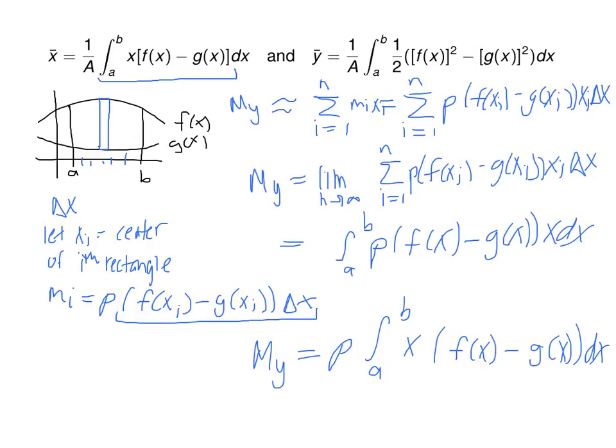And then that tells us that x bar is equal to m y over lowercase m. When you do that division, the rho's will cancel, and we will have 1 over A times the integral from a to b, x times f of x minus g of x dx.